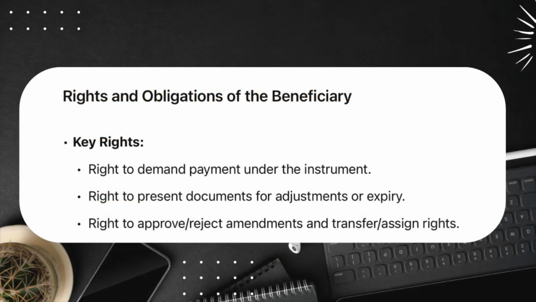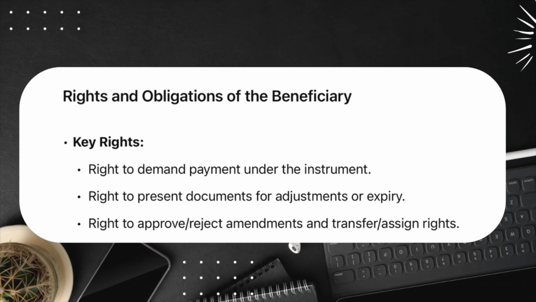The principal right of a beneficiary in this arrangement is pretty straightforward. It is the right to make a demand under the instrument. In other words, they can request payment based on the terms of the guarantee or letter of credit. But it is not all. Beneficiaries often have additional rights and functions too.